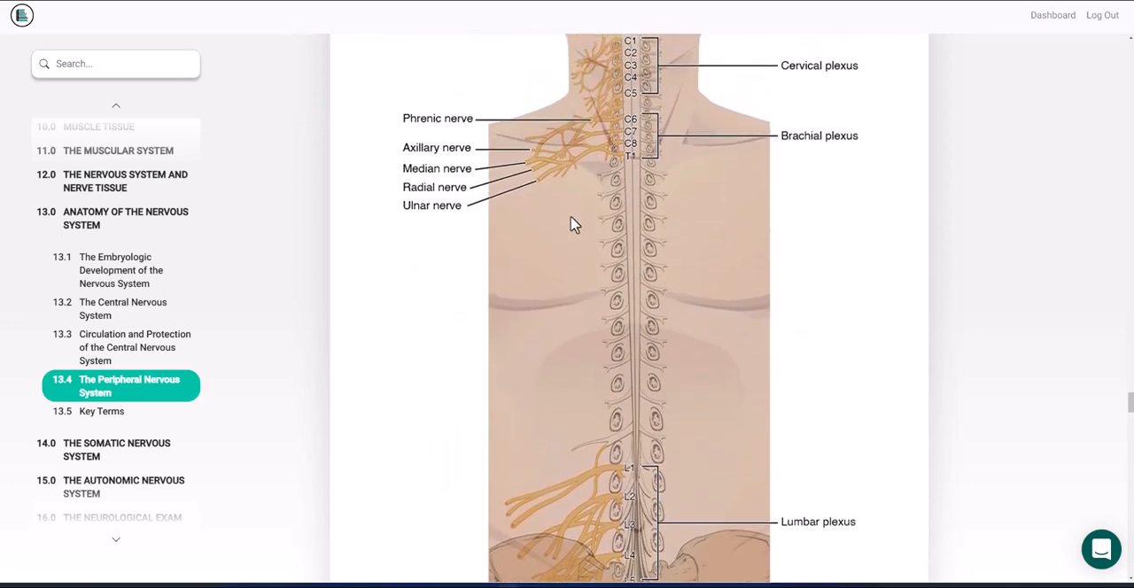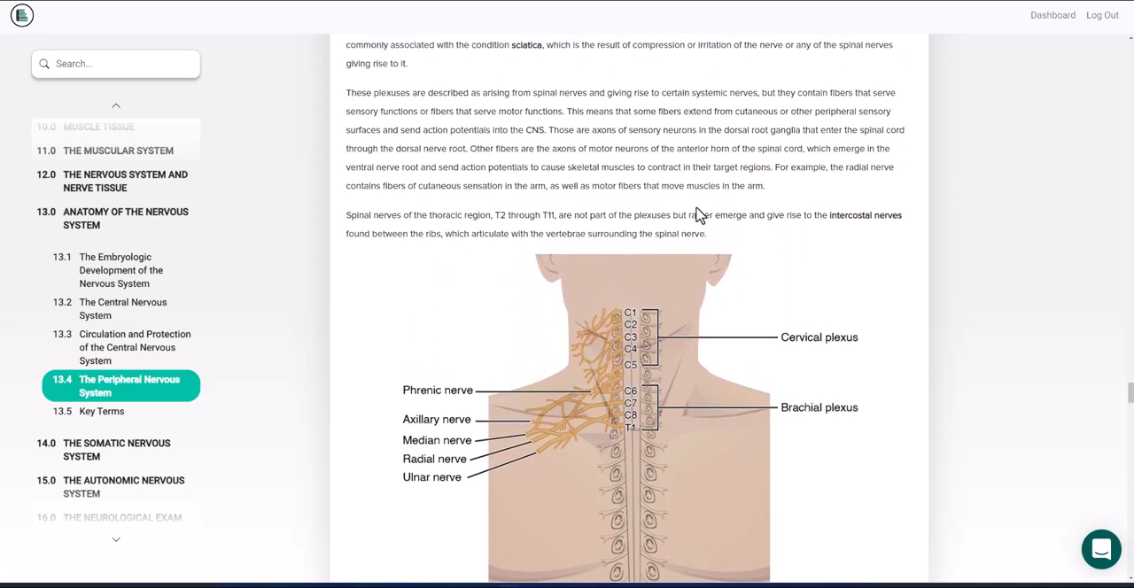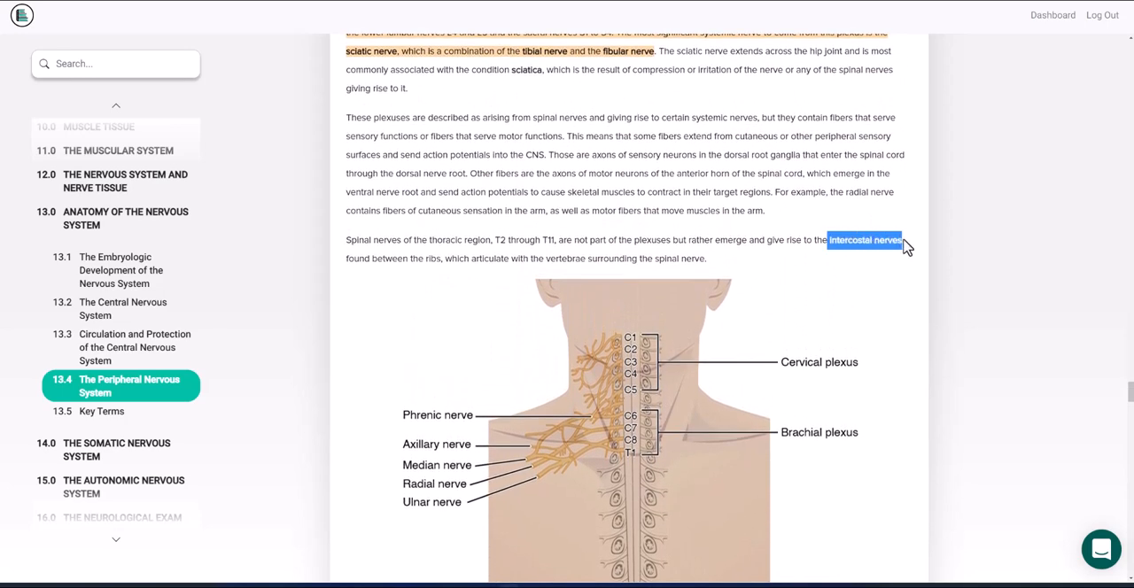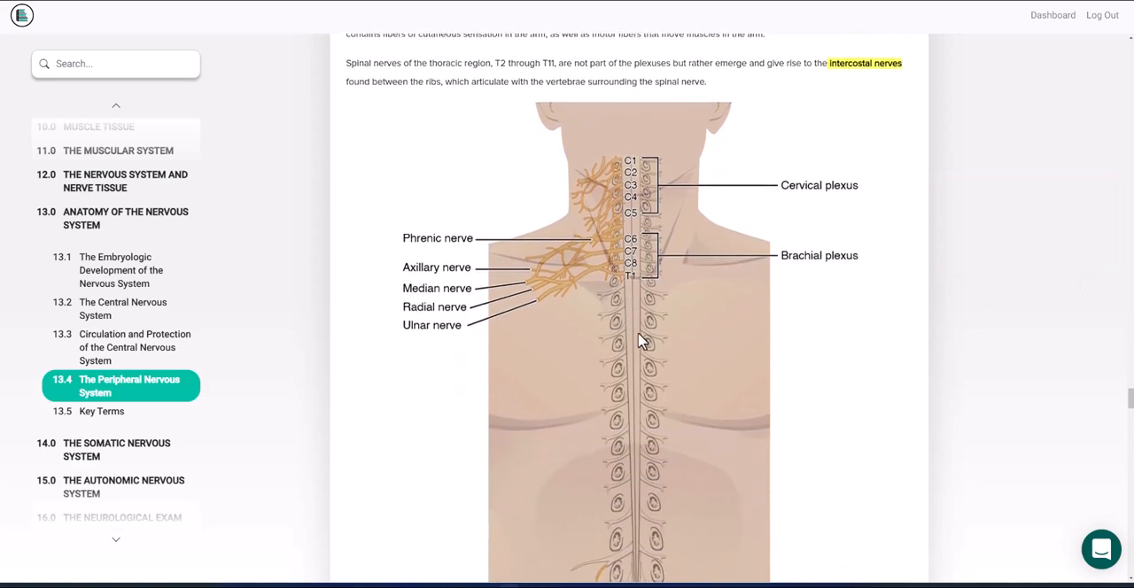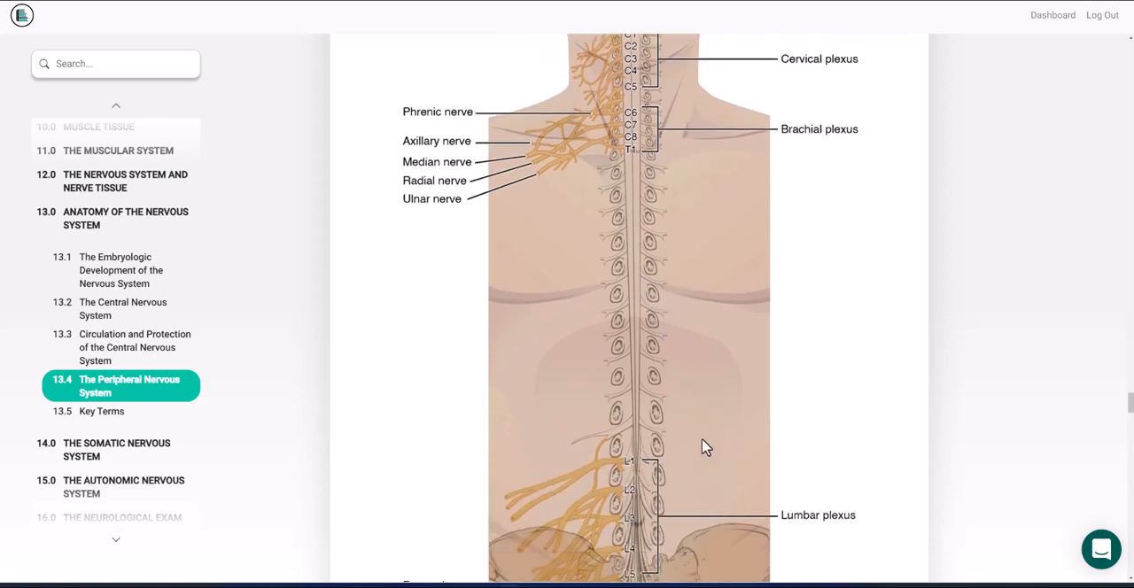Then notice that there are no plexuses traveling off from the thoracic region. The reason is these nerves come off the spinal cord and they are called the intercostal nerves. Because they're already separated by the ribs, they can't cluster together as a plexus. Remember, the ribs come off from T1 through T12.